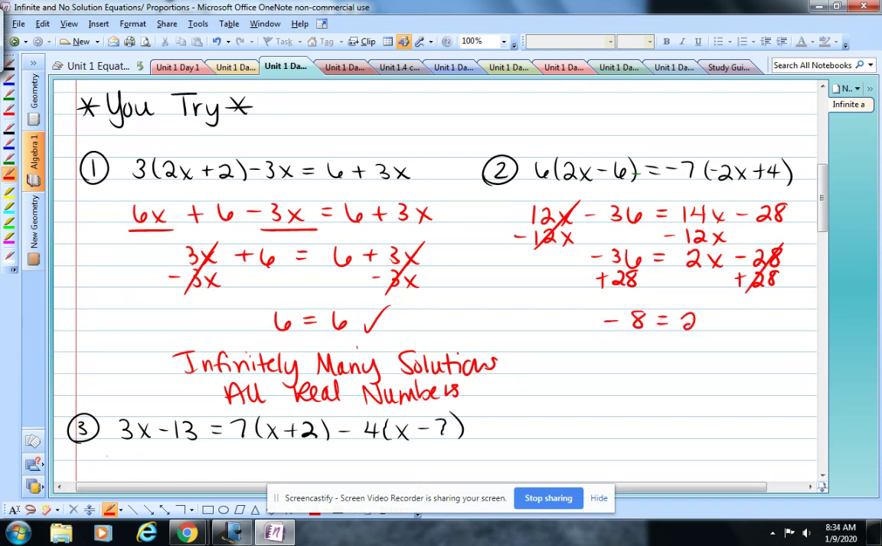Negative 8 equals 2x. Then what? Divide by 2. What's negative 8 divided by 2? Raise your hand if you got negative 4 equals x for your solution for number 2. So how many solutions does this one have? 1. So it was possible to solve this one, right?